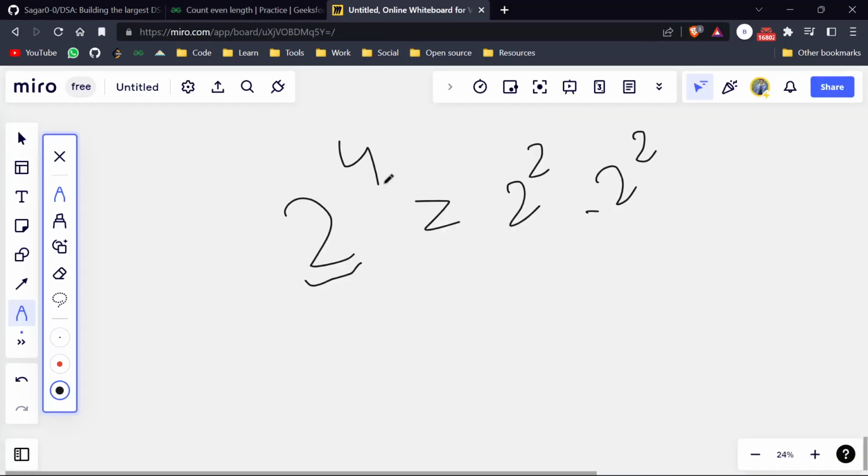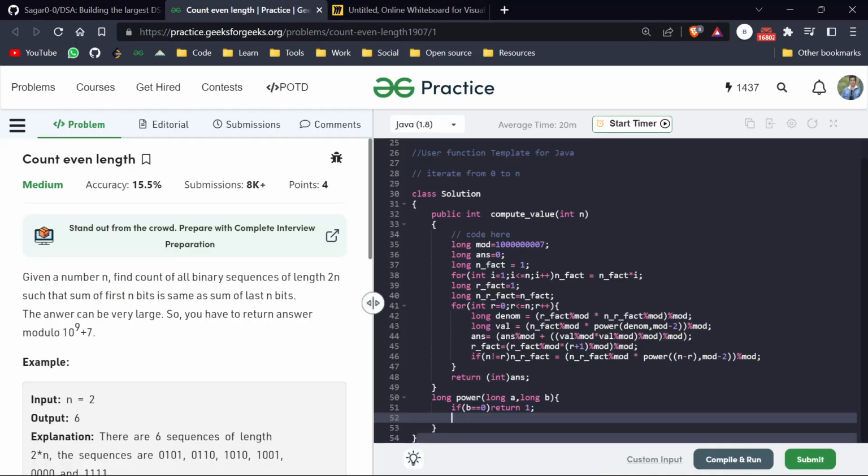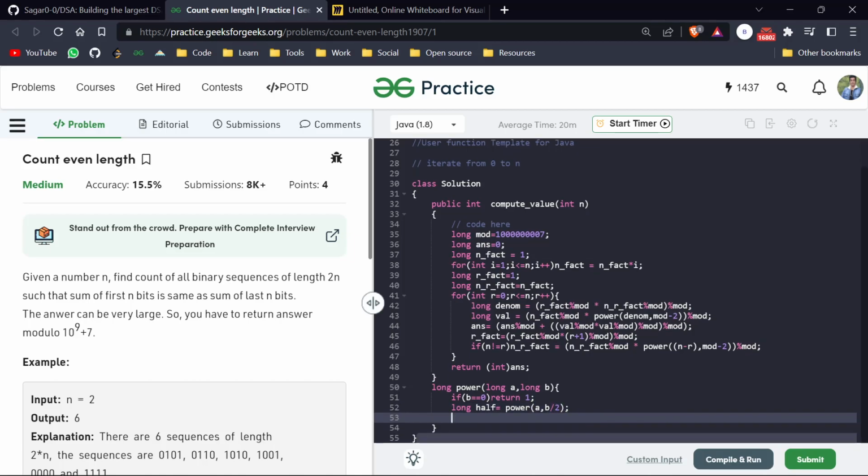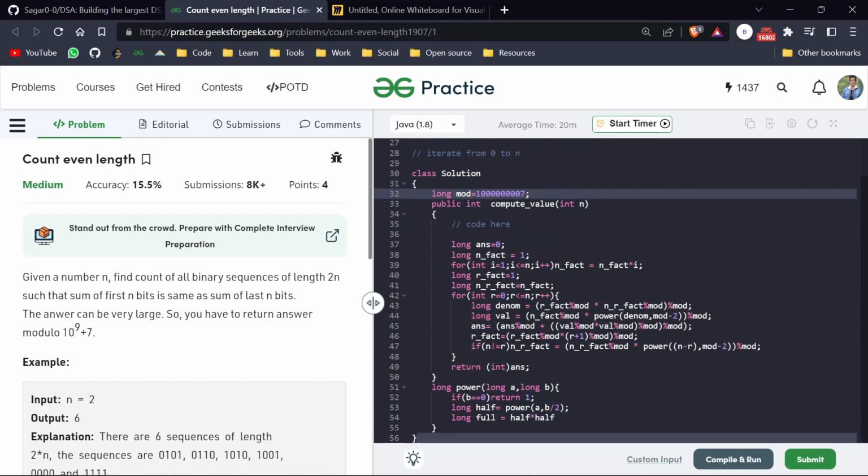And then we have to find this. If we have 2 to the power 4, then we will just find 2 to the power 2 and multiply it 2 times. Okay. So long long half equals power of a, b by 2, and we will just say full power equals half into half. And we know when we are multiplying two values, then we have to use modulo. So we will just make it global. So I will just use this modulo property here, so mod.